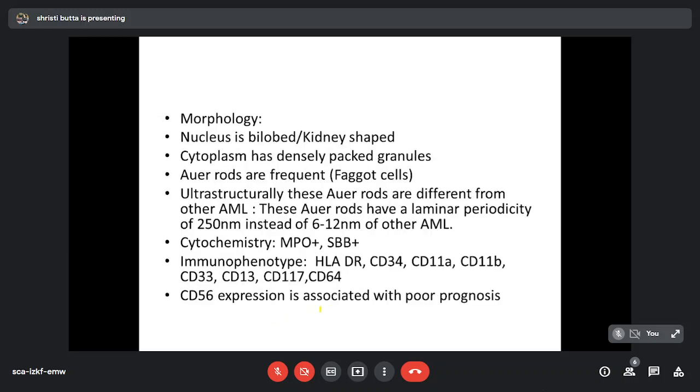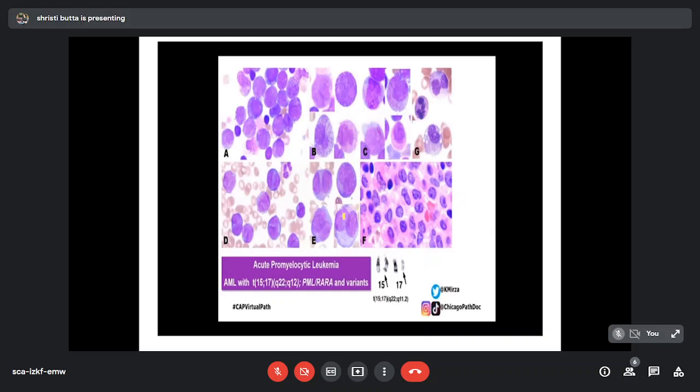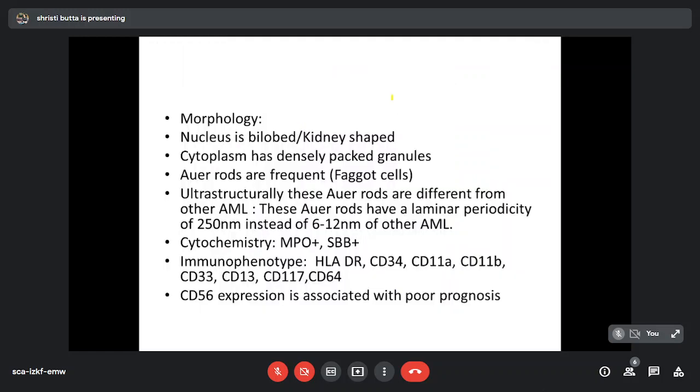The morphology, as we know, yes, the cells have a bilobed or a kidney-shaped nucleus. Okay, look at this cell. Okay, this here. Okay, it has a bilobed or a kidney-shaped nucleus. What are these cells called as? Yes, they are called as the buttock cells. They have a lot of granules in the cytoplasm. Okay, and sometimes lots of Auer rods. When they have lots of Auer rods here, okay, this is one, and there are several here. So what is this cell with several Auer rods called? Yes, it is called as the faggot cell.